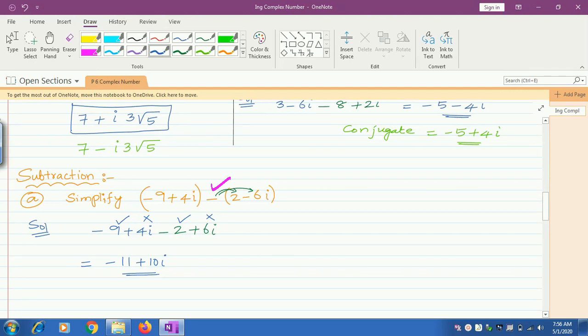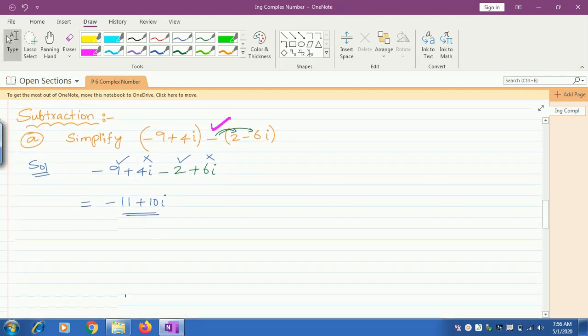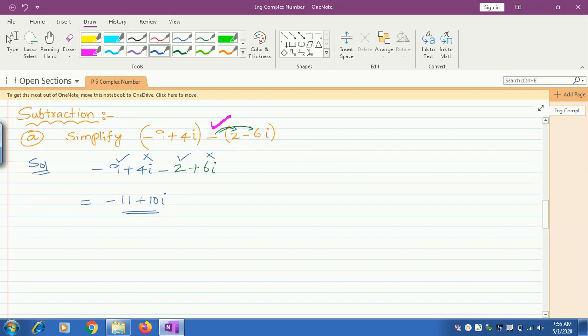Always you have to write it in the a plus ib form. So this is the same thing. If you have a number, just multiply. After that you have to go with the subtraction.